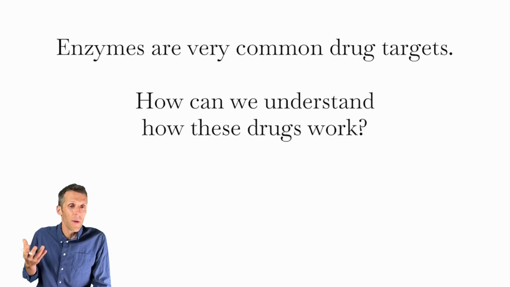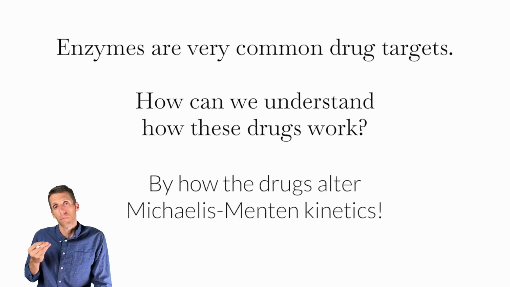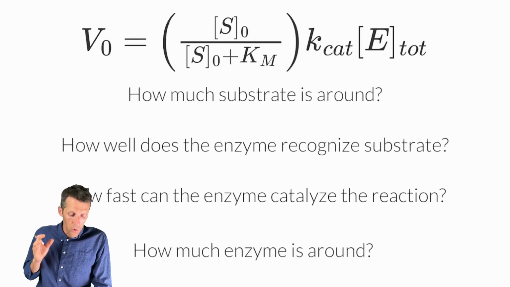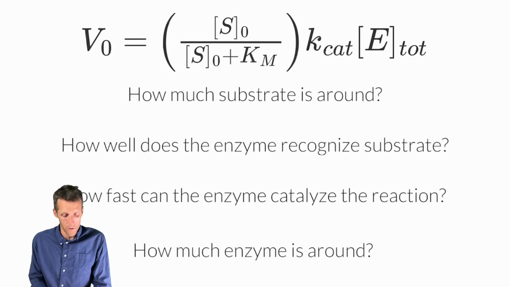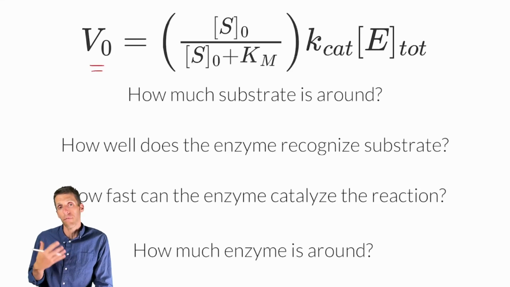And one of the major ways that biochemists figure things like this out, like how is the drug working, is by asking how does it alter Michaelis-Menten kinetics. And so, quick review of Michaelis-Menten kinetics. It's this expression here that models reaction velocity. How fast is a reaction going under a certain set of conditions?